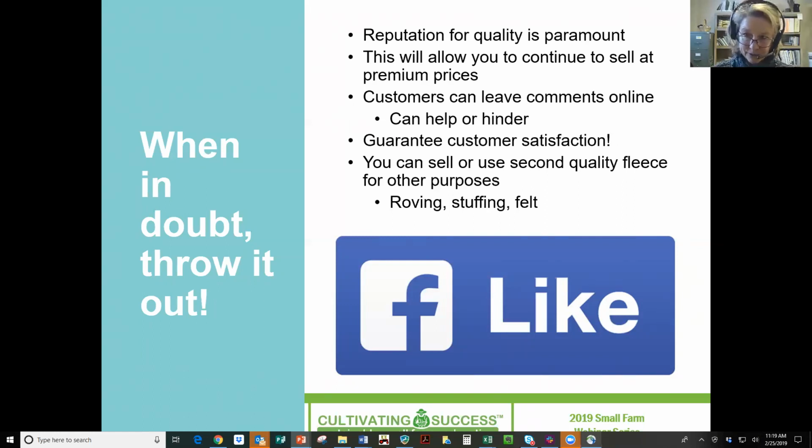So you could put your stuff that's not maybe perfect to be with the fleece into another box that you might wash and card into roving or sell at a different price or use for another purpose like stuffing. So you want to maintain your reputation for quality fleeces, and that will allow you to keep selling at premium prices. It's really a different world these days that you can leave comments on a website, and you don't want anyone leaving a bad comment, or if they do, just try to address it.